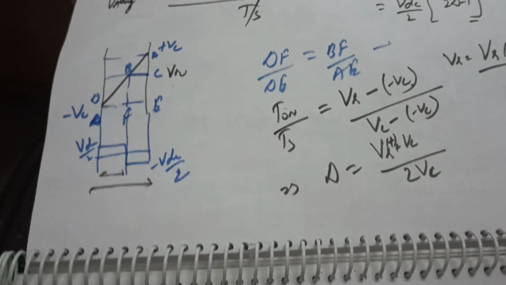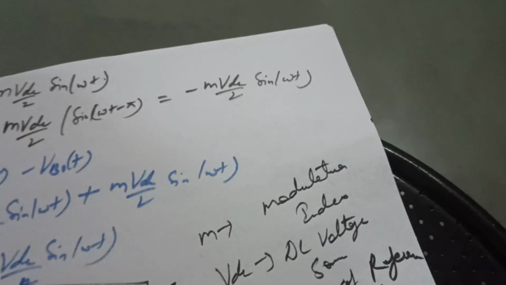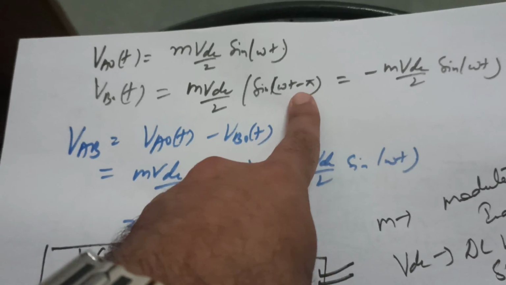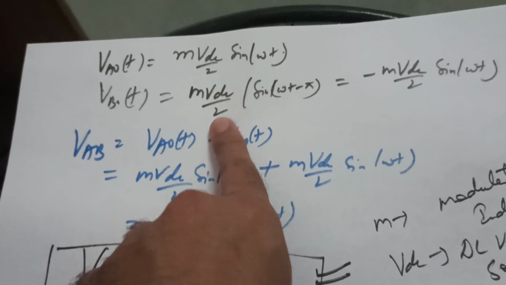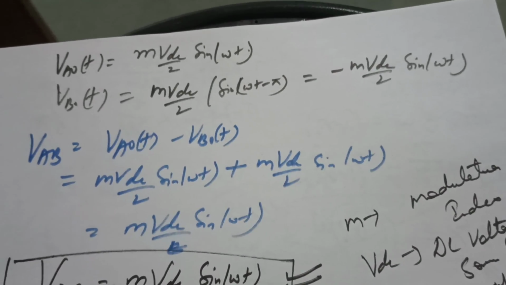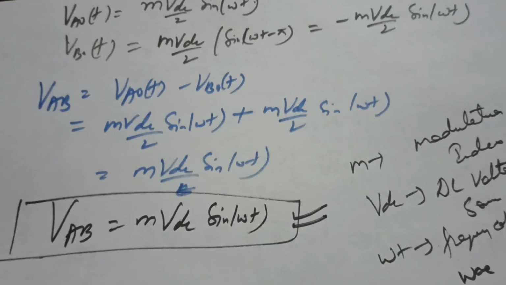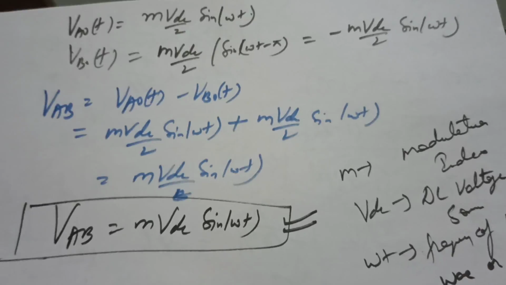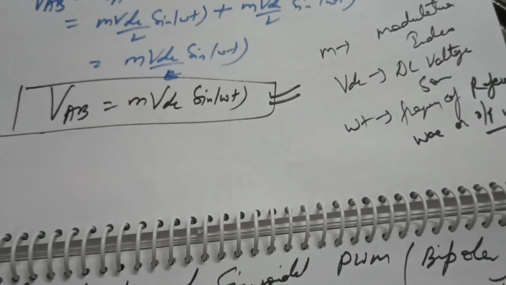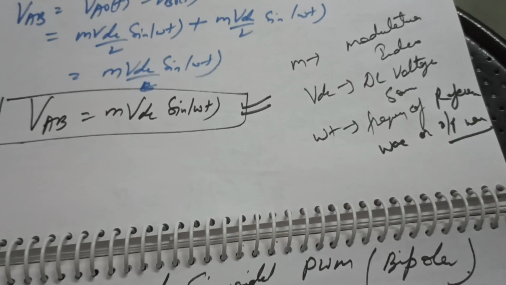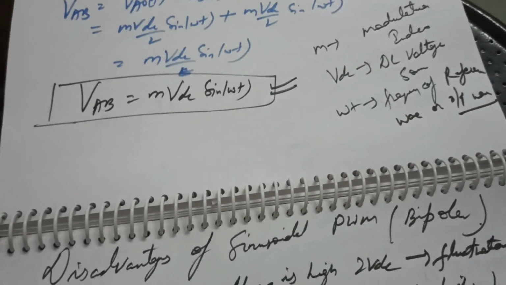So VB naught is nothing but m VDC by 2 sin of omega t minus pi. This gives us minus m VDC by 2 sine of omega t. Clear? Now a very small part is left, that is VAB equals VA naught of t minus VB naught of t. Minus minus becomes plus, so this is m VDC sine omega t, where m is the modulation index, VDC is the DC source voltage, the peak of which is VDC, and omega t is the frequency.